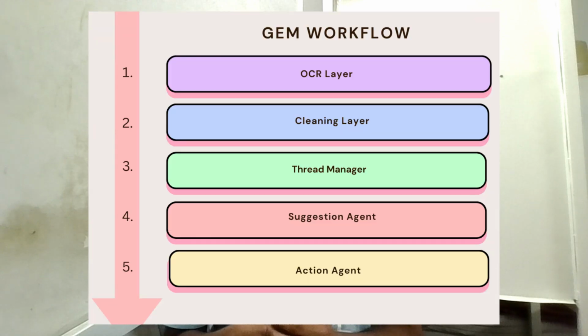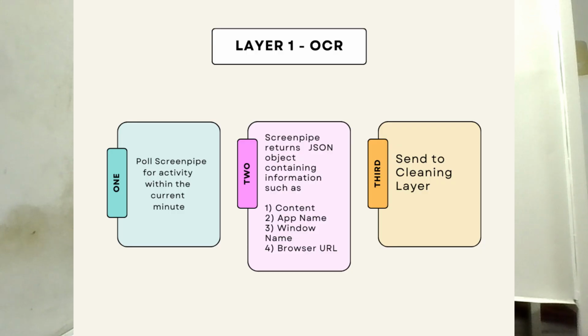Gem is a multi-layered agent which can be broadly classified into five layers. The first layer is the OCR layer, which is powered by ScreenPipe. This layer provides us with all the contents of the screen, such as what the user is doing currently, the app name the user is on, the window name, the browser URL, and so on.